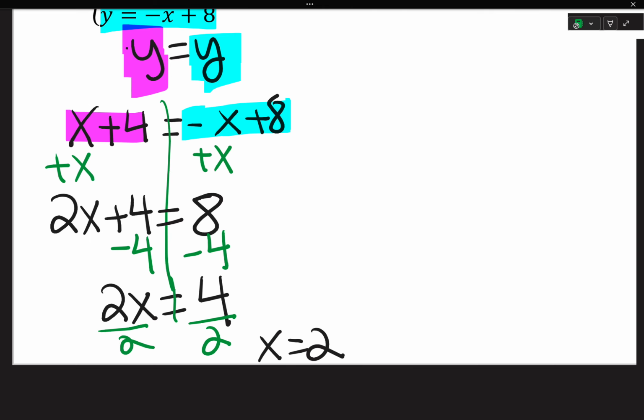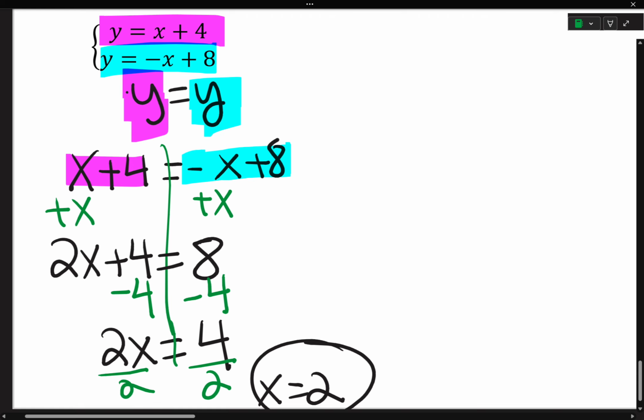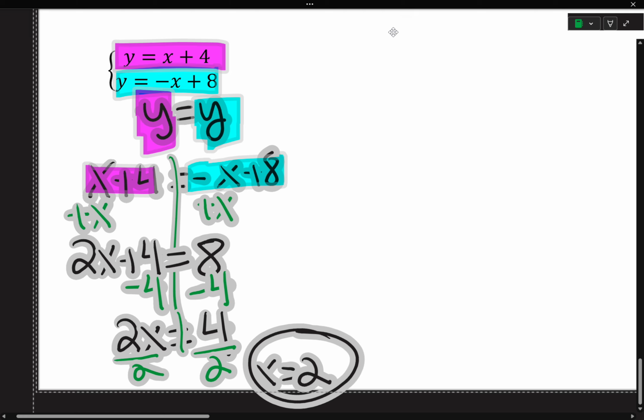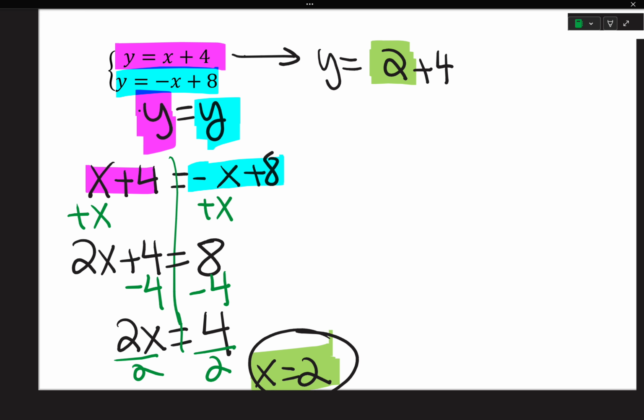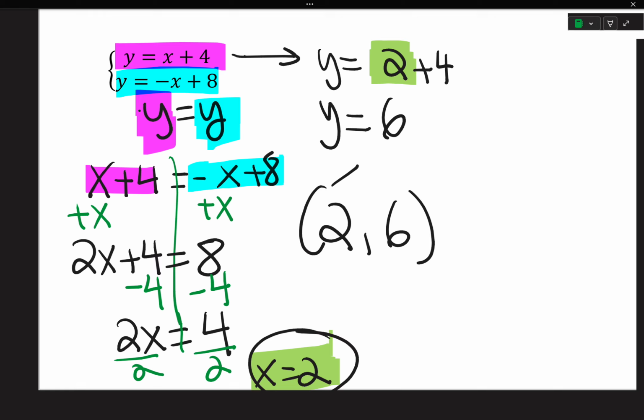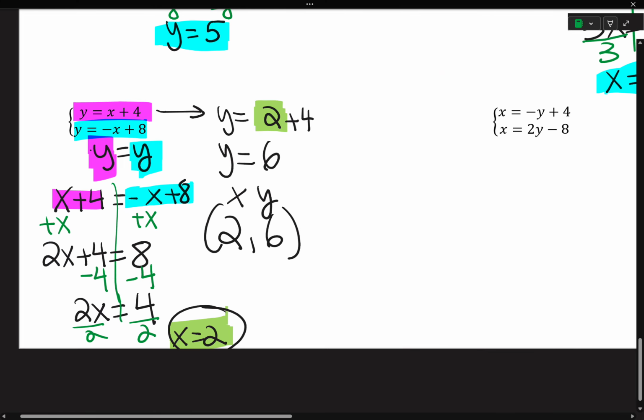X equals 2. Cool. Okay, well, now that we have x equals 2, it really doesn't matter which one I plug it into. I feel like doing the top one. So instead of, let's choose a different color here. Let's do green. Instead of y equals x plus 4, I'm going to write that y equals 2 plus 4. So y equals 6, and of course, I got to write 2 comma 6. Beautiful.